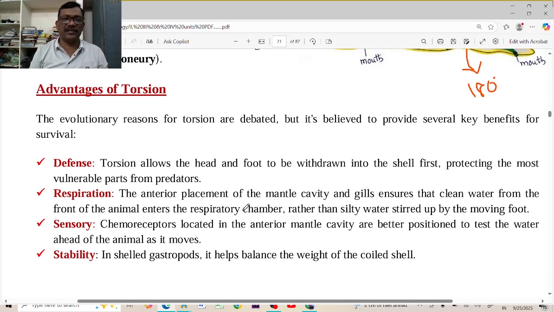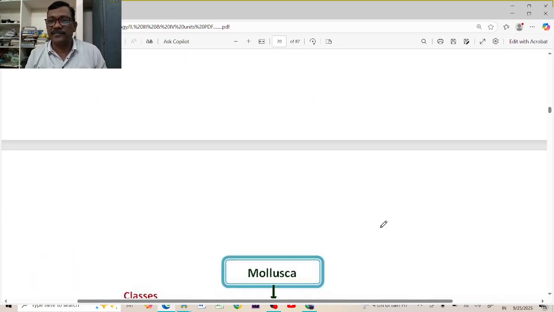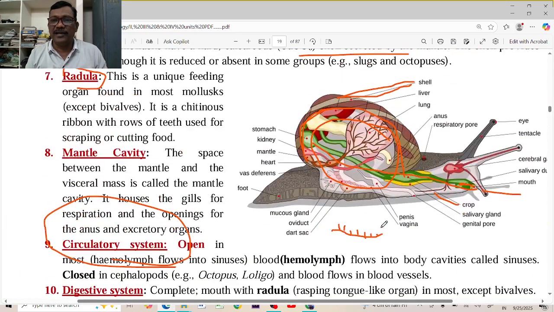Advantages of this torsion: defense, which means they can protect themselves from the enemies. And respiration. For example, the respiratory organs are gills. Gills are located in this region, called the lungs. These lungs require aquatic respiration. The respiration takes place inside the water. They have to take the oxygen from the dissolved water. If the water is very pure, they can take the oxygen through these lungs.